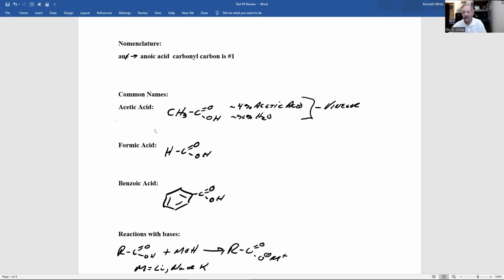And if you happen to pick up a bottle of vinegar you have in your home, that contains acetic acid, which is a carboxylic acid. If you pick up a bottle of ketchup, that contains vinegar, and vinegar contains acetic acid, which is a carboxylic acid.